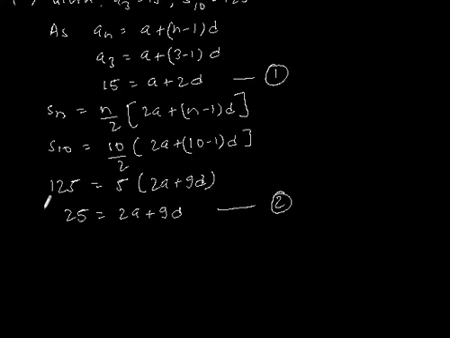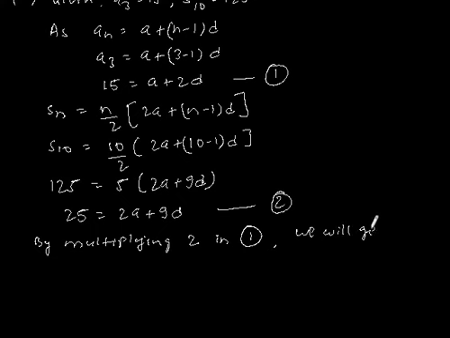Now by multiplying equation 1, we will get 30 is equal to 2a plus 4d. Let's say this is equation 3rd.